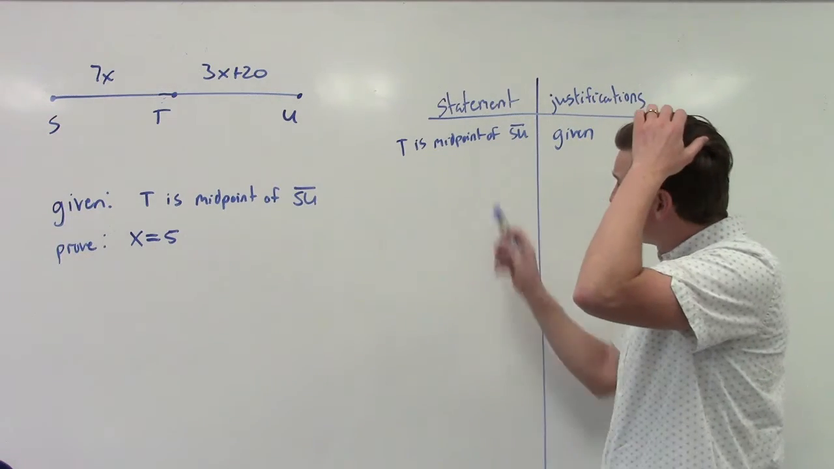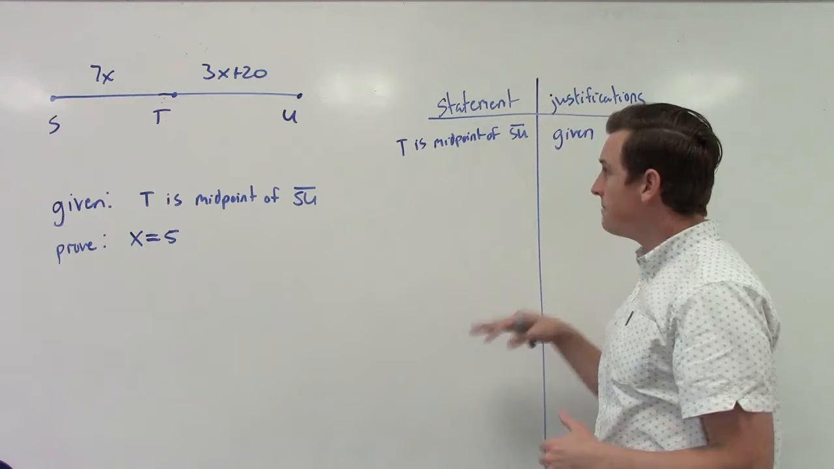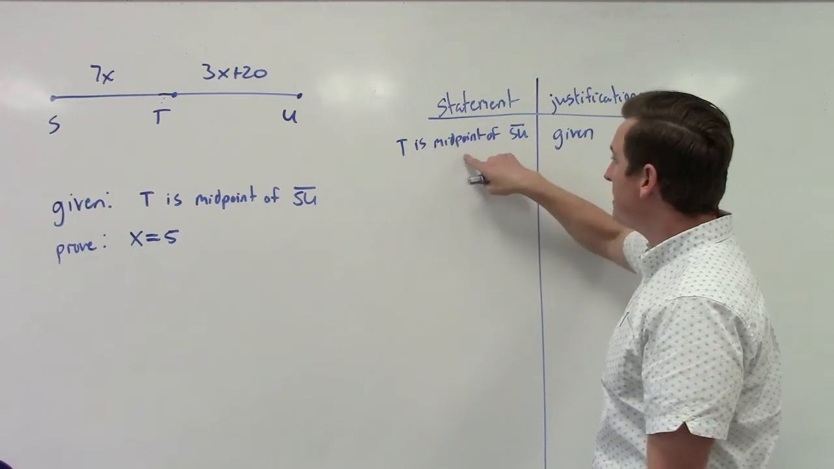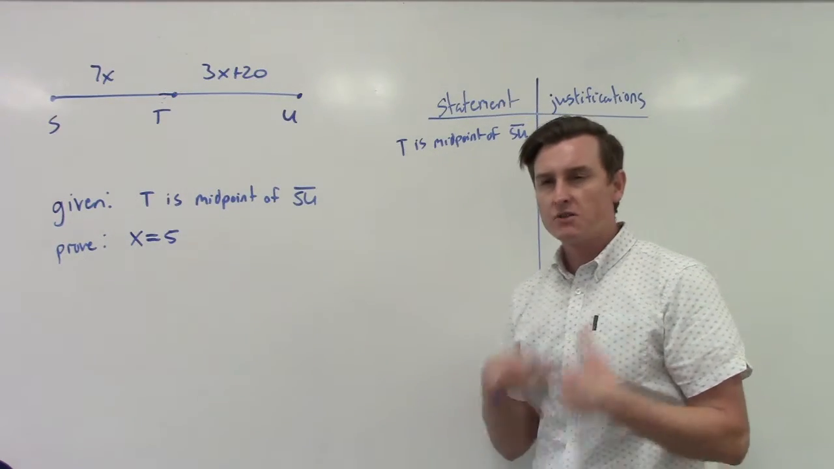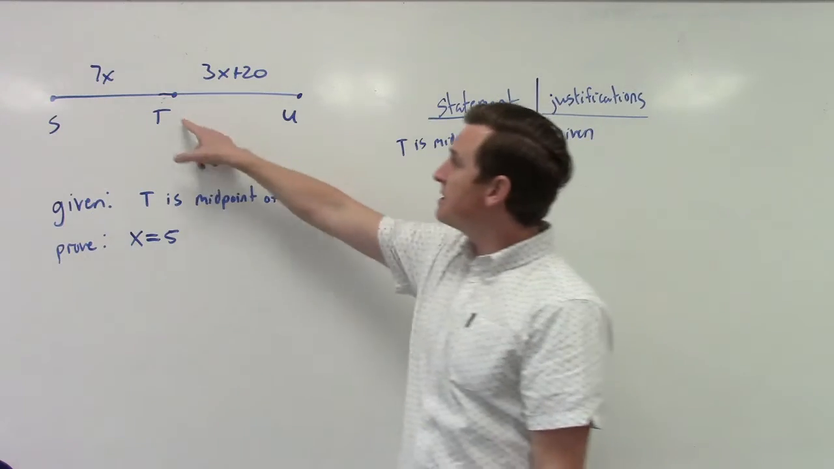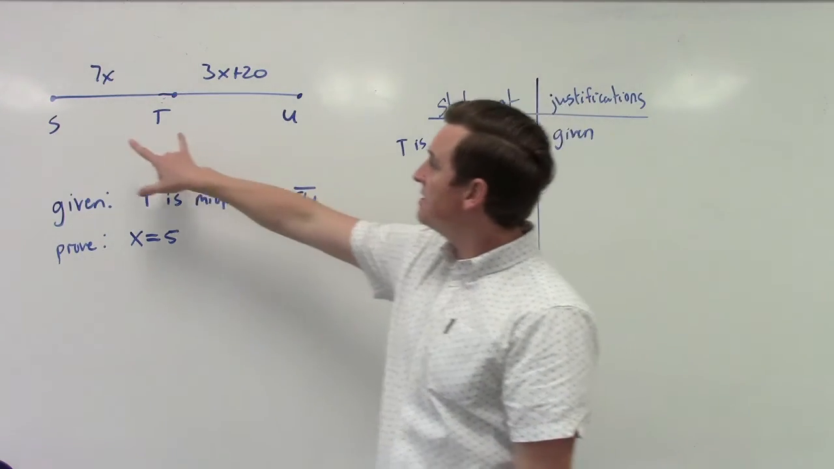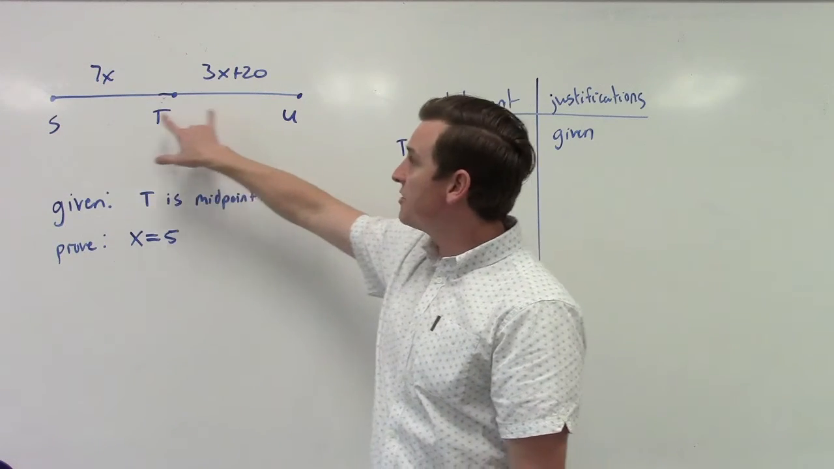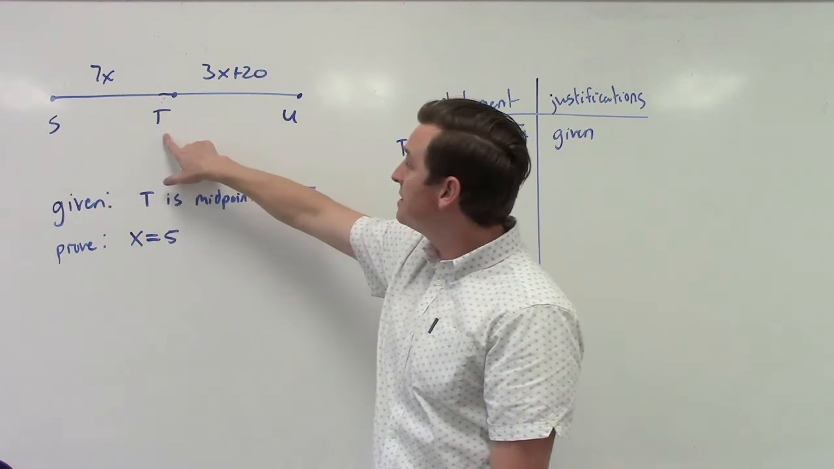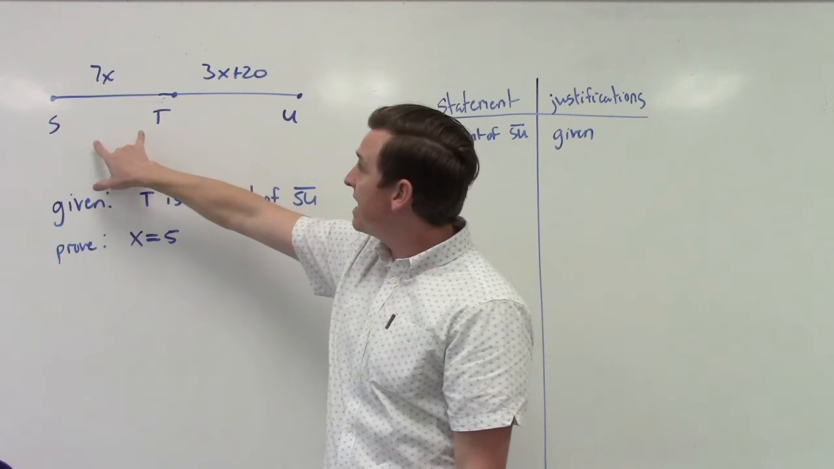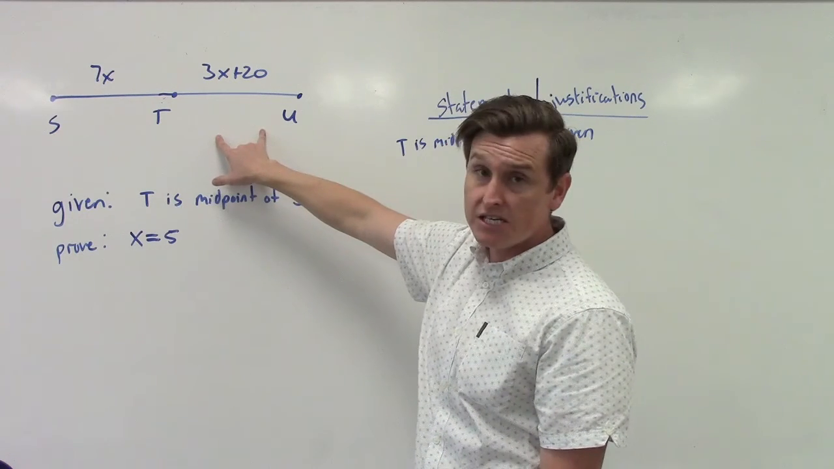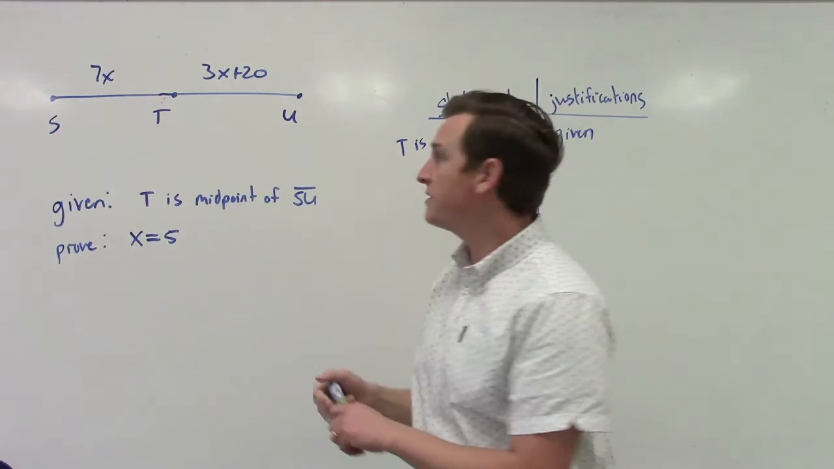So what we have to do is go back to midpoint. If we want to know what the next statement is, we have to think about what midpoint tells me. So the definition of midpoint, well, it's the middle of a segment. Okay, what else do we know about midpoint? It cuts the segment into 2 congruent pieces, right? If T is the midpoint of SU, then that means that ST is congruent to TU. And that's, again, just by definition of midpoint.